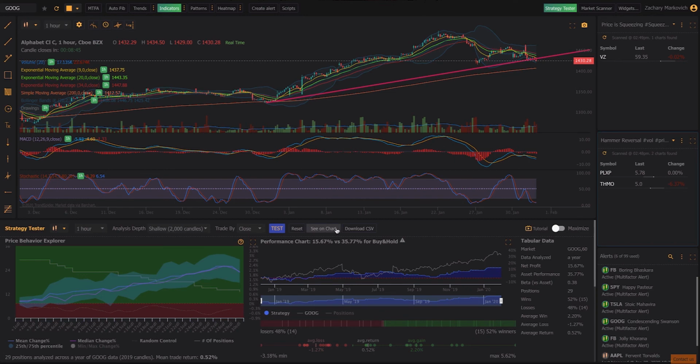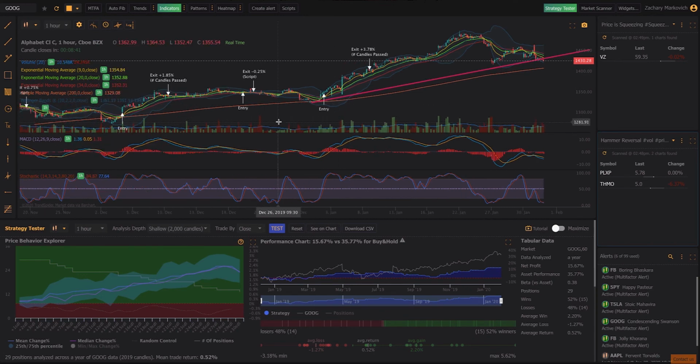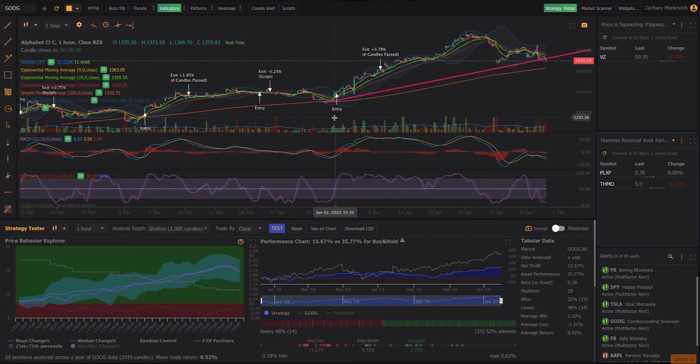Now you've also got this See on Chart option. So I can actually see on the chart when and where I would have entered and exited and why I would have exited. So you can see here, entry, exit, number of candles passed condition. We have a script condition here, number of candles passed.